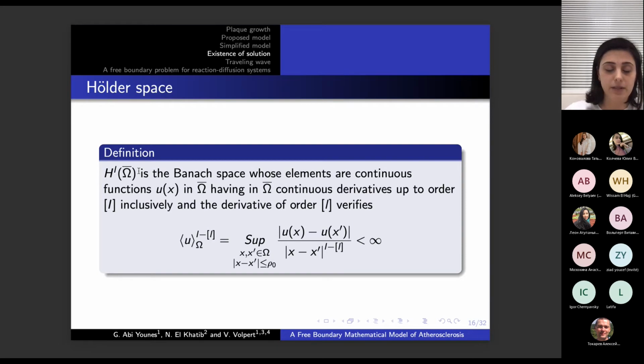are functions. Let us call this function u of x. u of x is continuous. Moreover, the derivatives up to order the whole part of l are also continuous, and the derivative of order the whole part of l verifies the Holder condition with exponent l minus the whole part of l. So the semi-norm is finite.